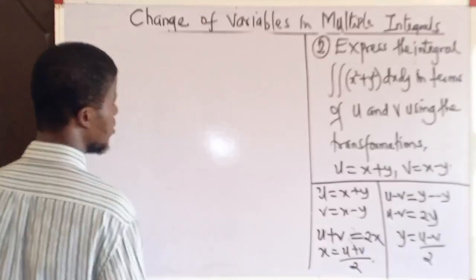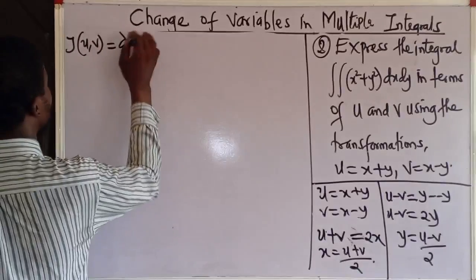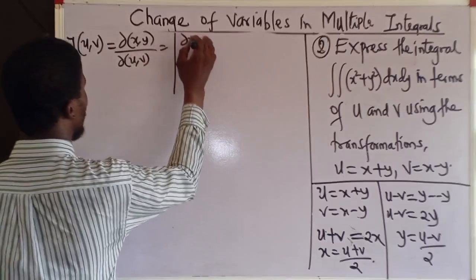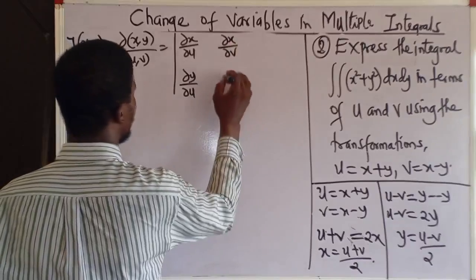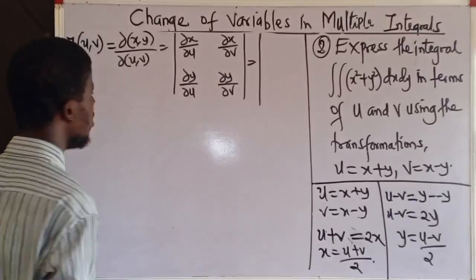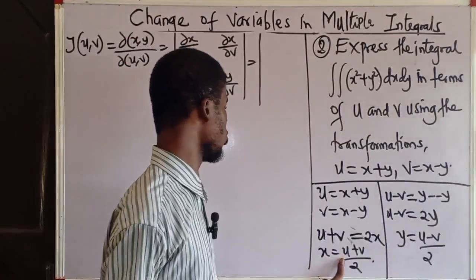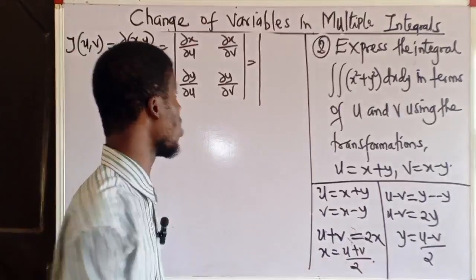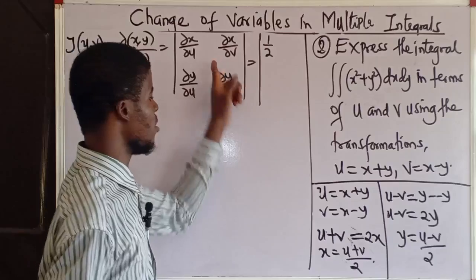So let's determine the Jacobian determinant. The Jacobian of U and V, which is the partial derivative of X and Y with respect to U and V, is the determinant of partial X, partial U, partial Y, partial U, partial X, partial V, partial Y, partial V. Okay. The partial derivative of X with respect to U here: if I differentiate this with respect to U, it means that V is a constant and the derivative is 0. So differentiate U with respect to U to get 1. So we have 1 over 2. If I do partial X, partial V, I'll still get 1 over 2.